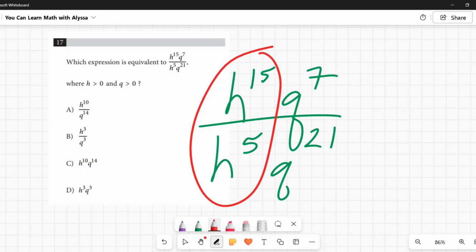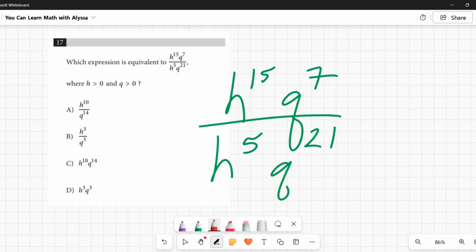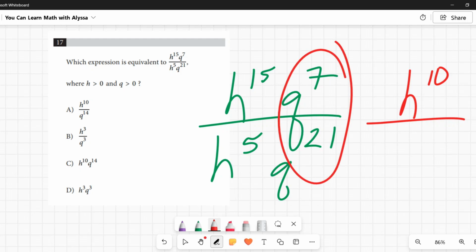So on this first one, you have h to the 15th over h to the 5th. So I bet you're asking, why did you take the time to show us that about the equations and the canceling out? Aha! It will become clear very soon. So here we have h to the 15th divided by h to the 5th, so we can subtract. 15 minus 5 is h to the 10th.